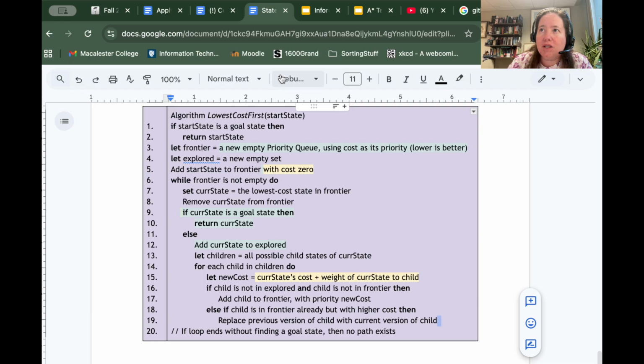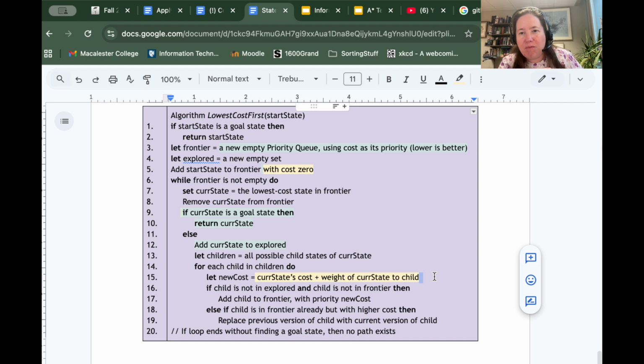So when we start with the start state, typically that start state has a cost of 0. And when we generate children of a particular state, we update their cost to be their parent's cost, that's this part right here, plus the cost that is involved in getting from the parent to the child. So the child's cost overall is the sum of all the costs from the start state to that child. That's how lowest cost search works. There's no heuristic involved here.